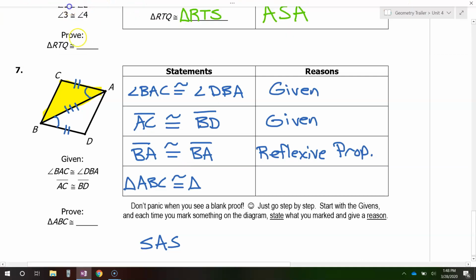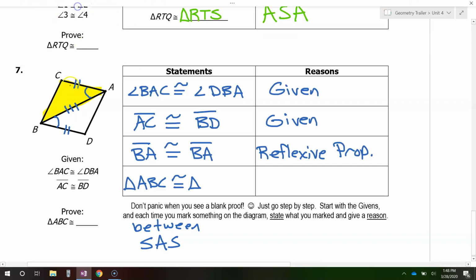But let me mention that for side angle side, the angle has to be between the two sides. See how the A is between the S's. Now in this case, that happens to work out because this angle is between the two sides.